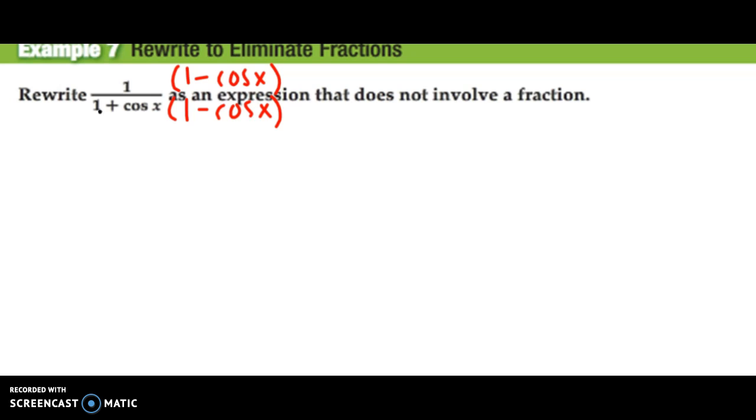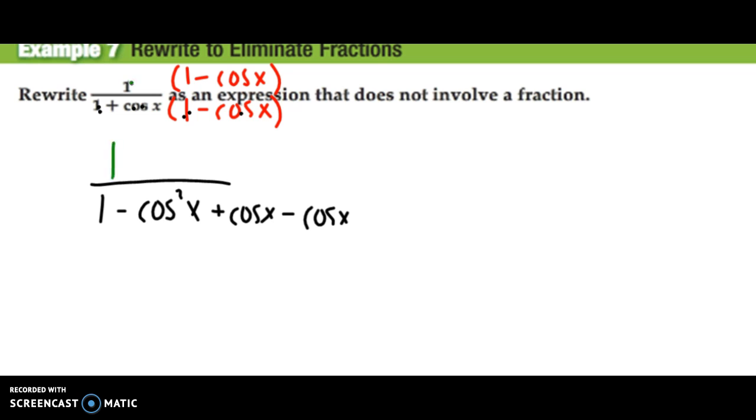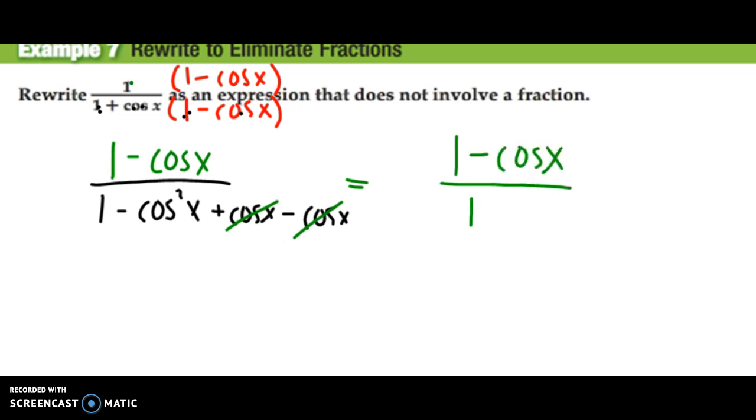That way, 1 times 1 is 1. Cosine times negative cosine is negative cosine squared x. Then I have cosine times 1, which would be plus cosine x, minus cosine x. Okay? Now I look at the top. 1 times 1 is 1. 1 times minus cosine is just minus cosine. Okay. So you'll see these two cancel each other out, and I get 1 minus cosine x over 1 minus cosine squared x.